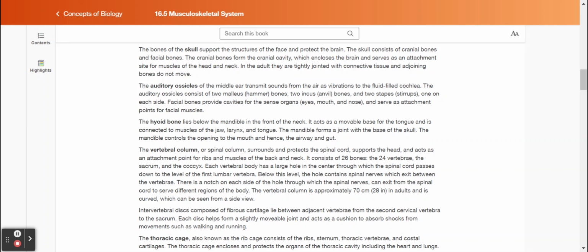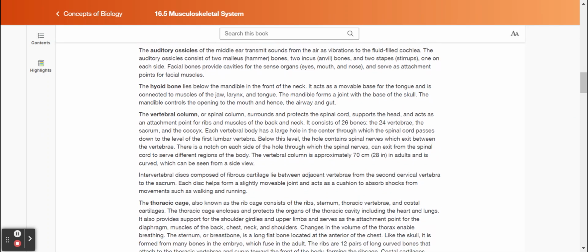The hyoid bone lies below the mandible in the front of the neck. It acts as a movable base for the tongue and is connected to muscles of the jaw, larynx, and tongue. The mandible forms a joint with the base of the skull. The mandible controls the opening to the mouth and hence the airway and gut.